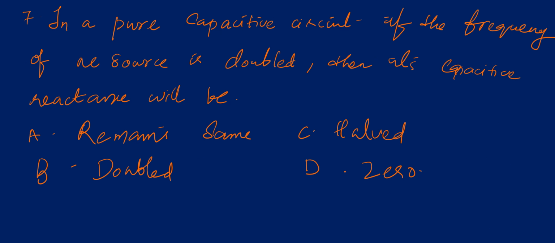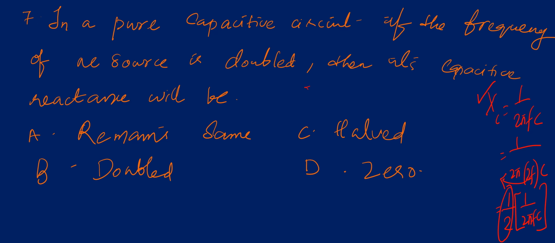In a pure capacitive circuit, if the frequency of the AC source is doubled, then its capacitive reactance will be? Equation for capacitive reactance is 1 by 2 pi F C. Here F becomes doubled, that is 2F into C. We can take this 2 out, so we will get half of 1 by 2 pi F C. That means capacitive reactance becomes half. So option C is the correct one.